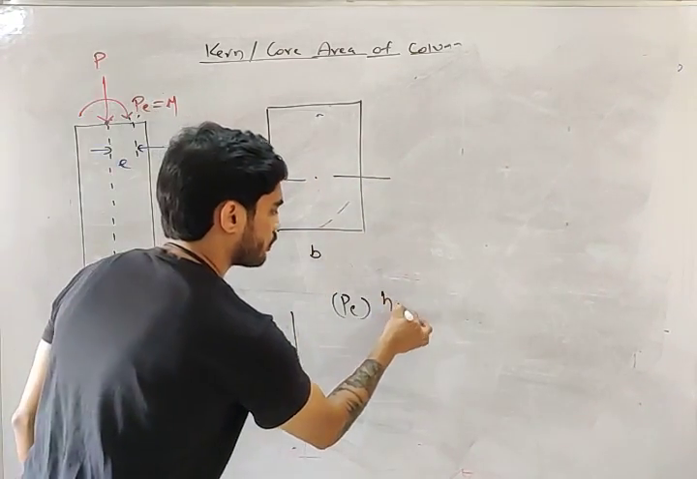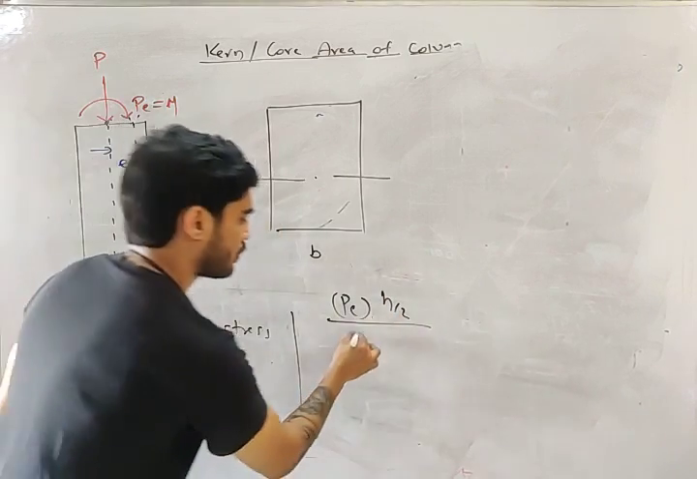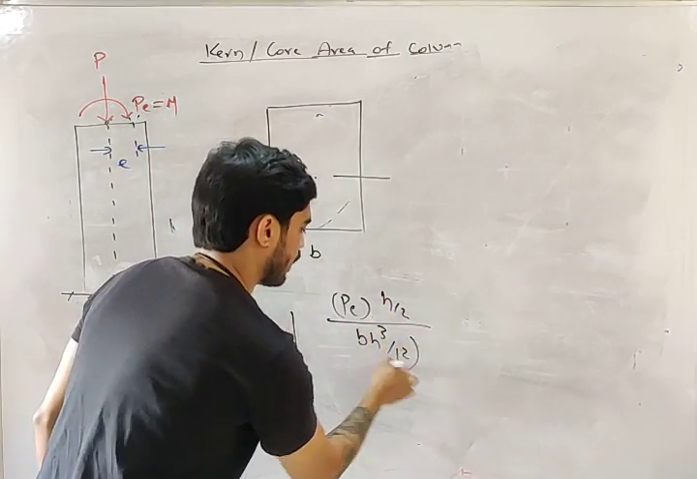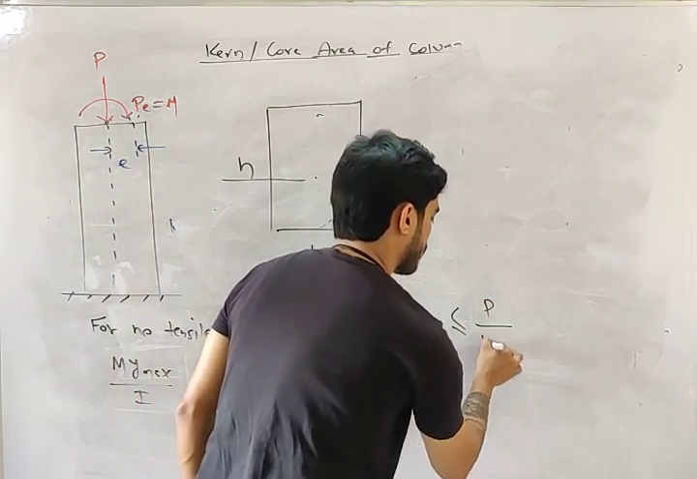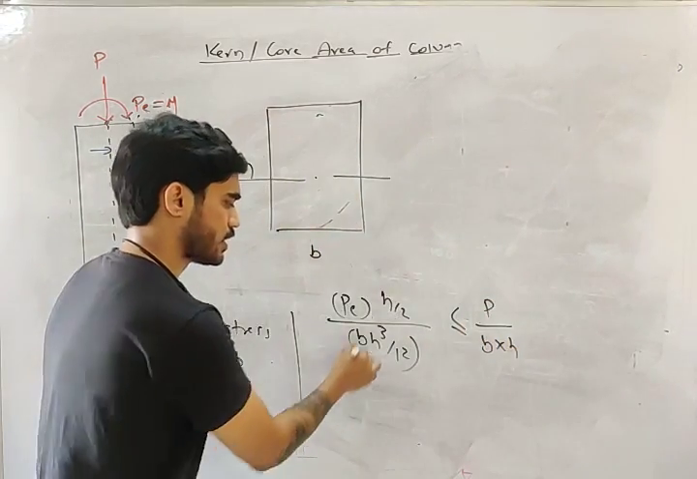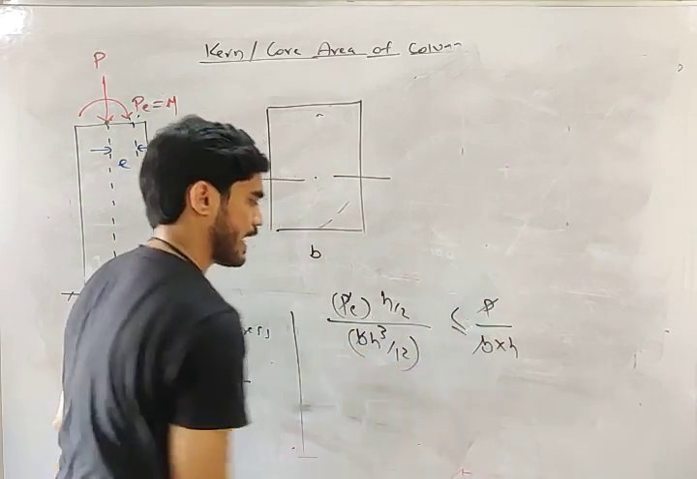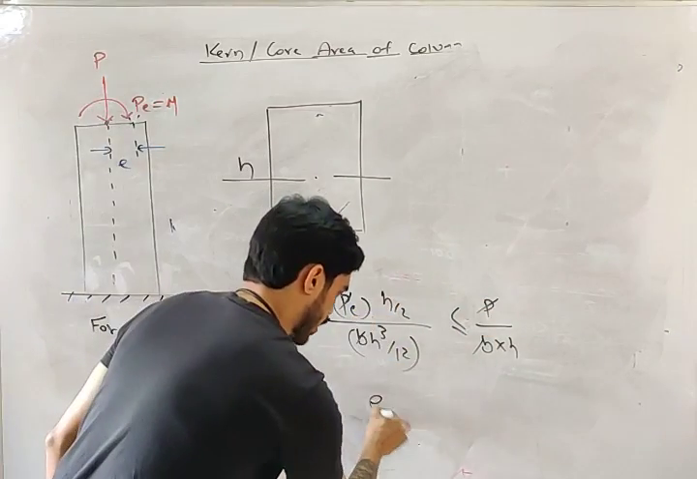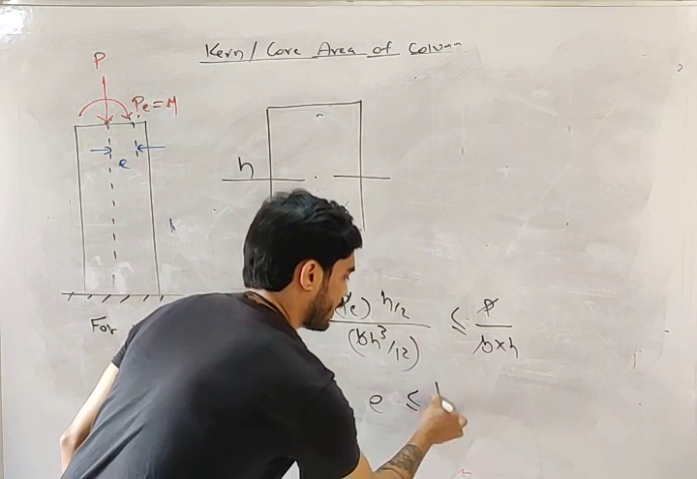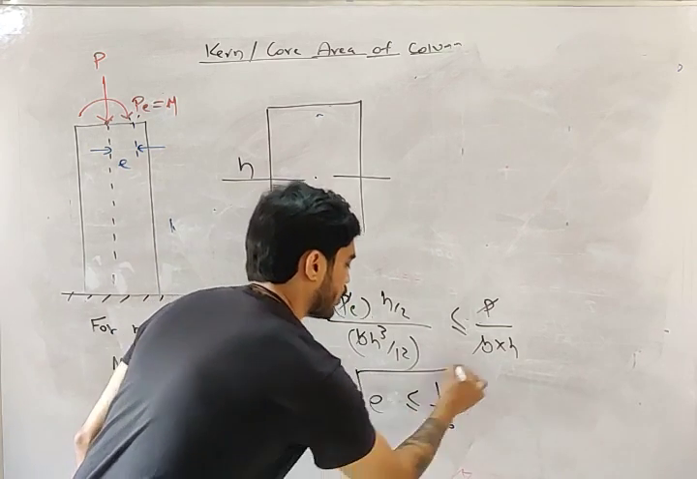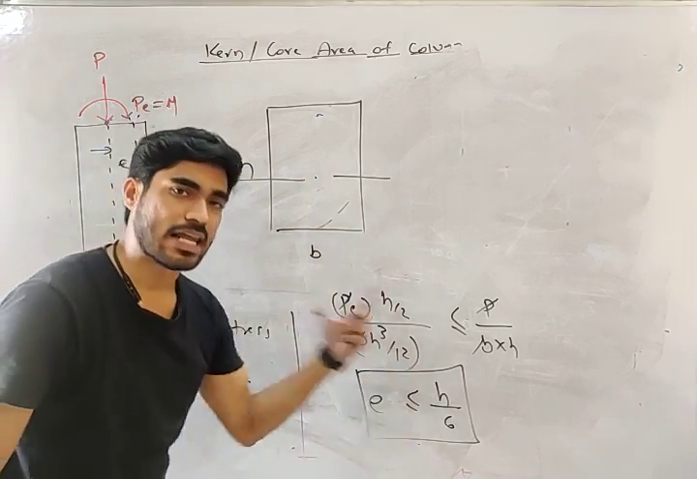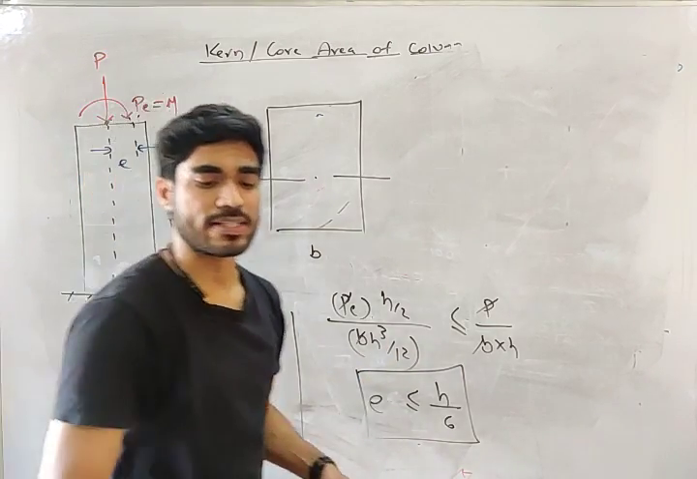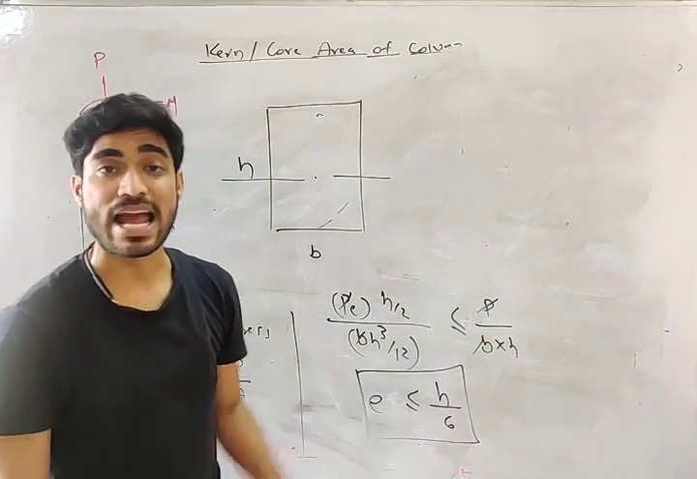H by 2. What will be I? BH cube by 12, which should be less than or equal to P by area. What will be the area? B into H. So B and B will cancel, P and P will cancel, and if you solve this, you will get E should be less than or equal to H by 6. So for a rectangle, E should be less than or equal to H by 6. For a circle, it should be less than or equal to D by 8.